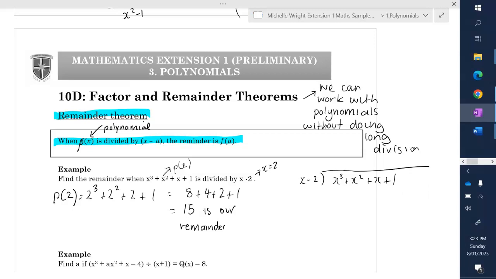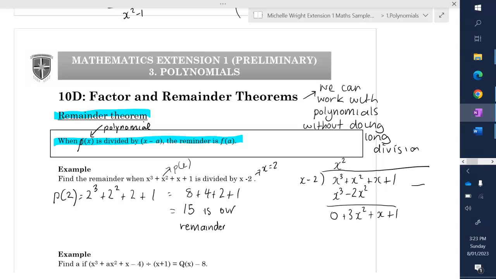Okay, so how many times does x go into x cubed? We want x squared. x squared times x is x cubed, minus 2x squared. Let's take them away. x cubed minus x cubed is 0. 1x squared minus 2x squared is 3x squared, plus x plus 1.